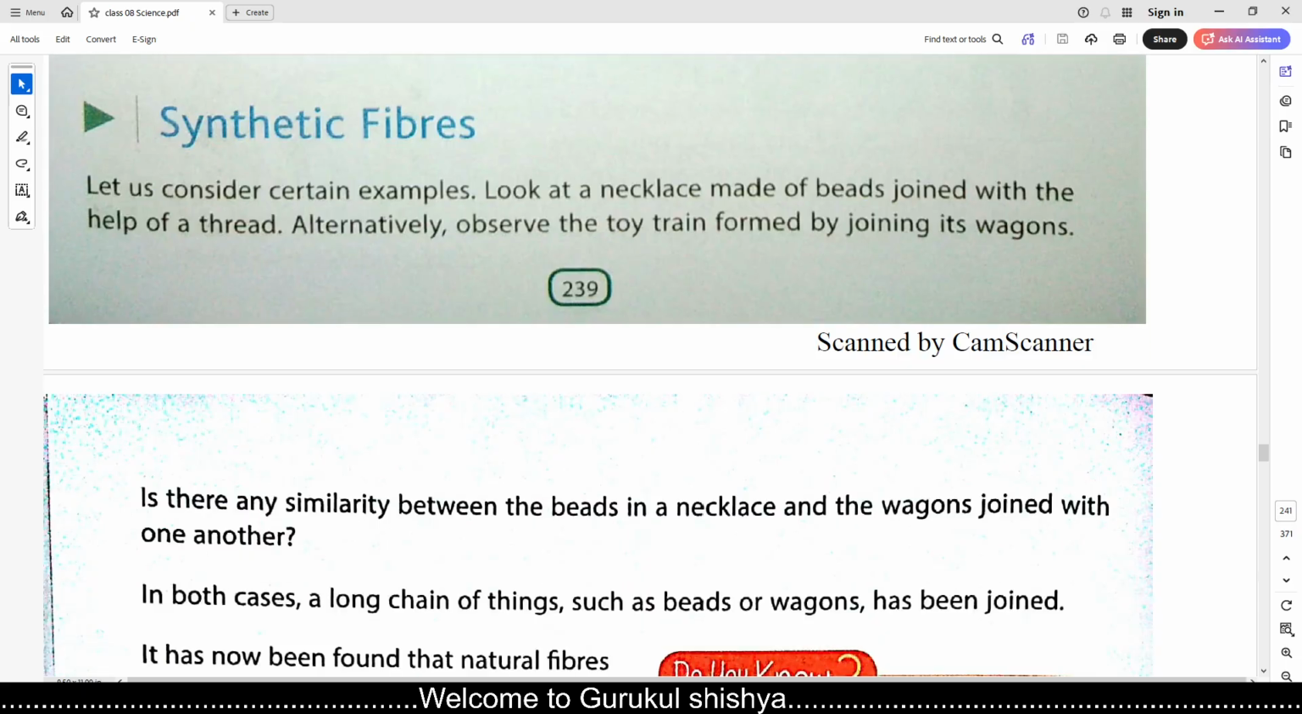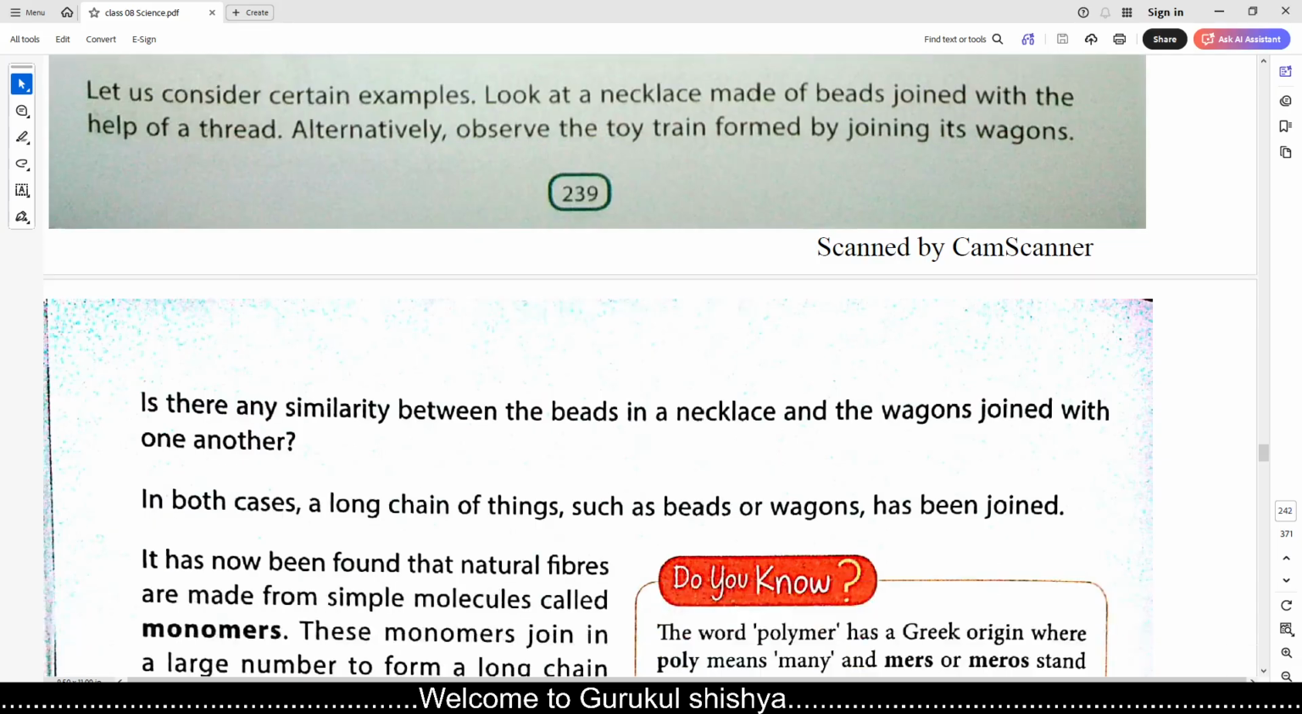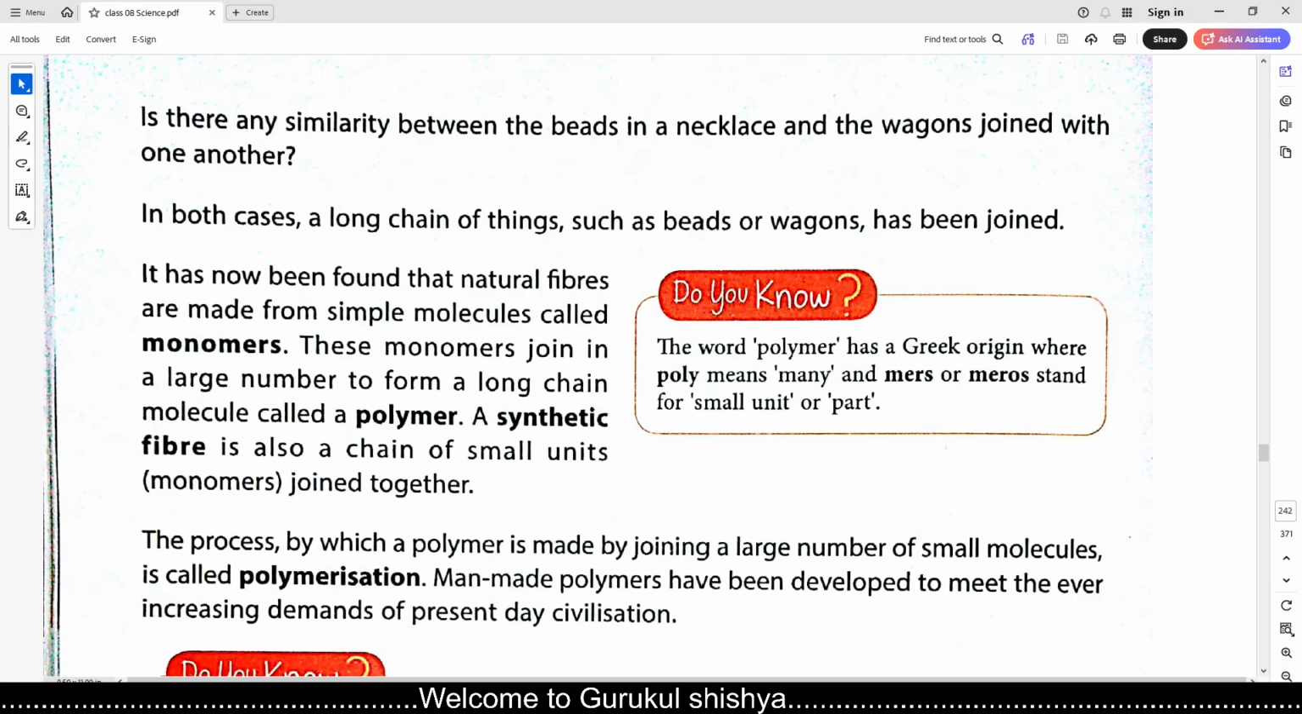Synthetic fibers. Let us consider certain examples. Look at a necklace made of beads joined with the help of a thread. Alternatively, observe the toy train formed by joining its wagons. Is there any similarity between the beads in a necklace and the wagons joined with one another? In both cases, a long chain of things such as beads or wagons has been joined.